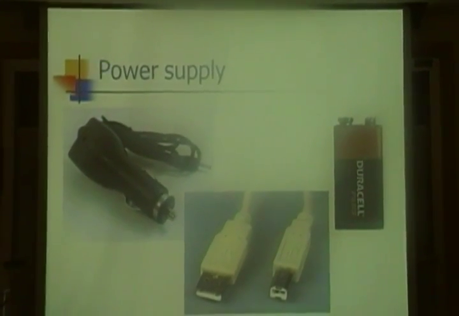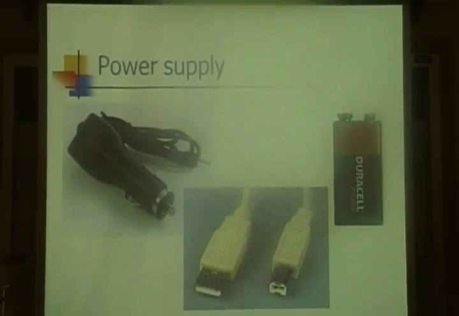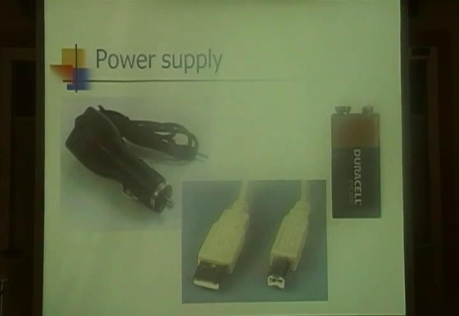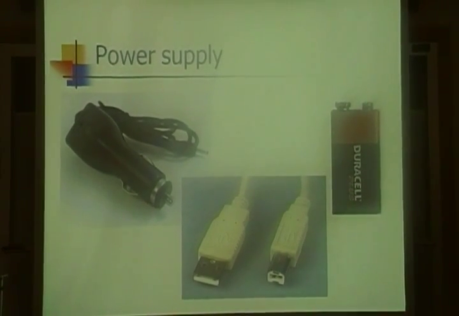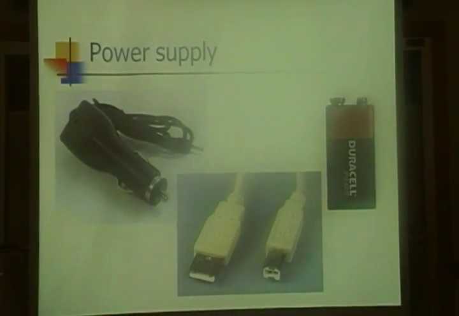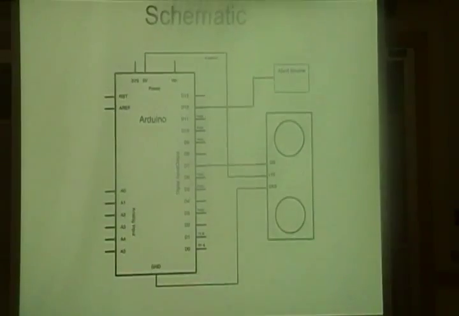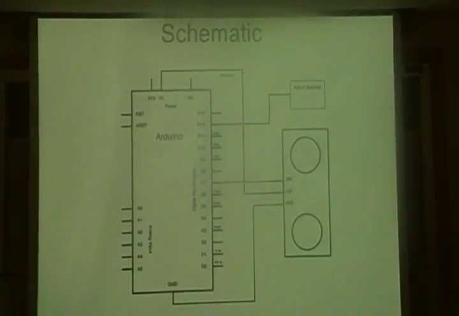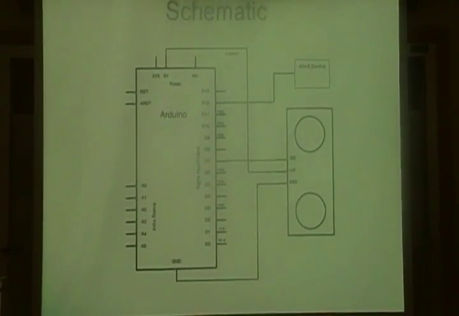The microcontroller can be powered in 2 major ways. One is using the USB cable connecting to the computer, and another is an external device, which can be either a 9-volt battery, a car charger, or any AC to DC converter from your wall. This is the schematic of how the sensor and alert device are connected to the microcontroller.